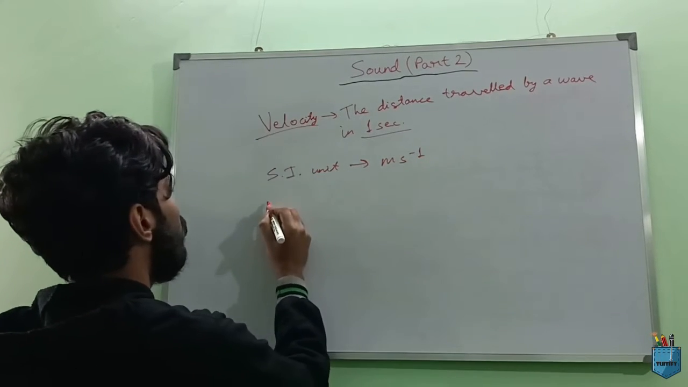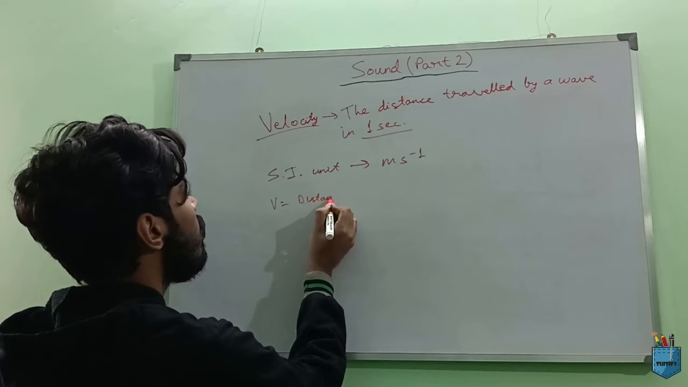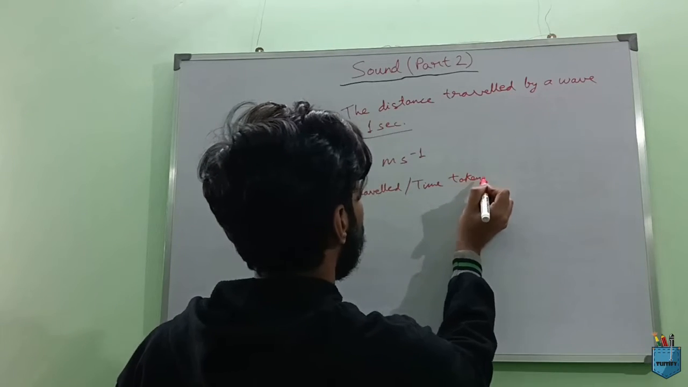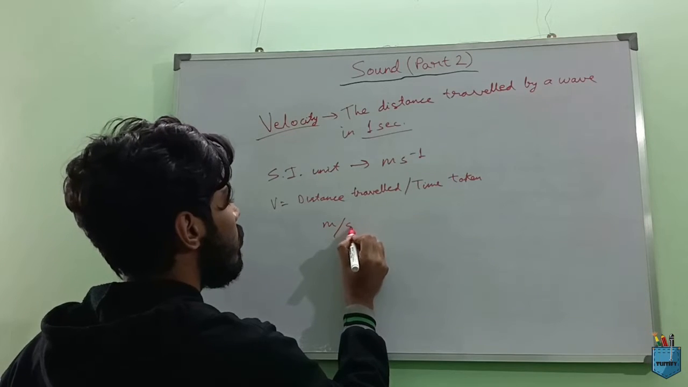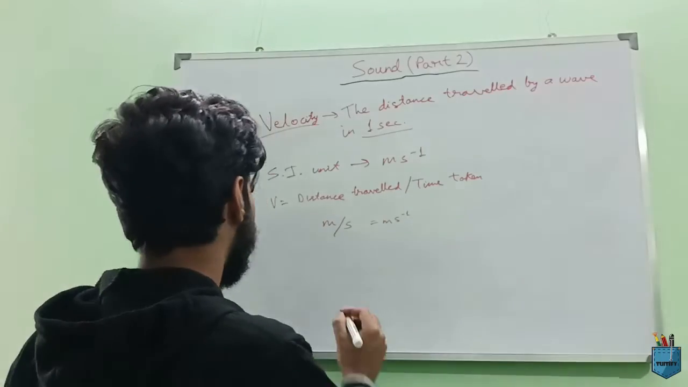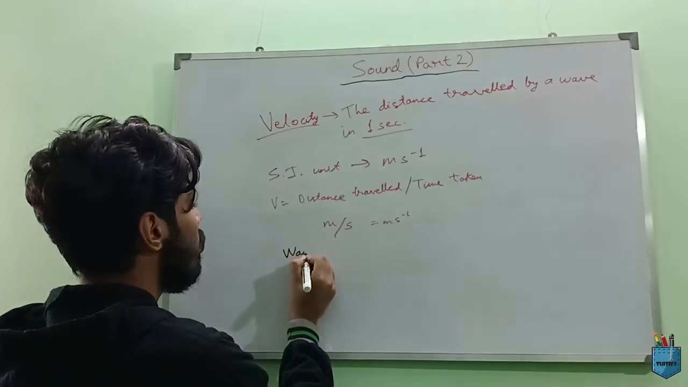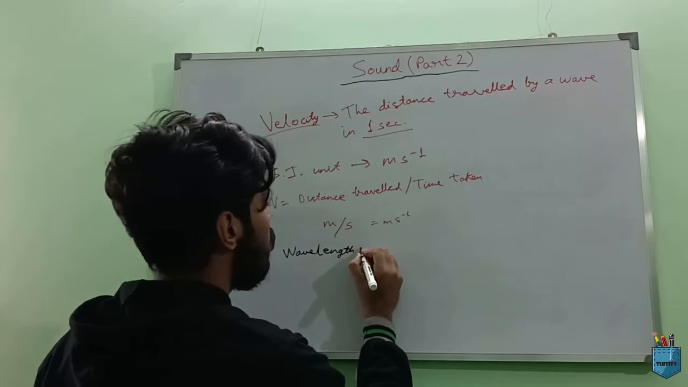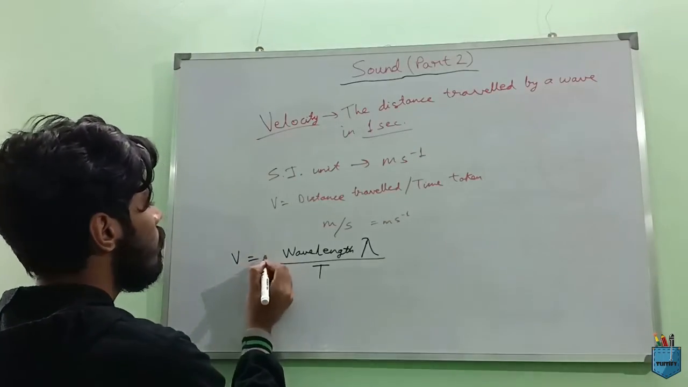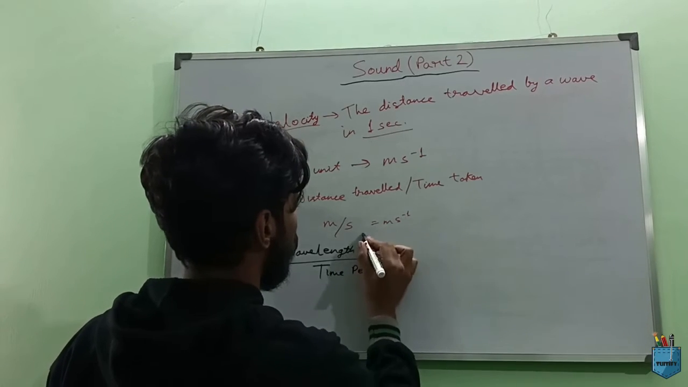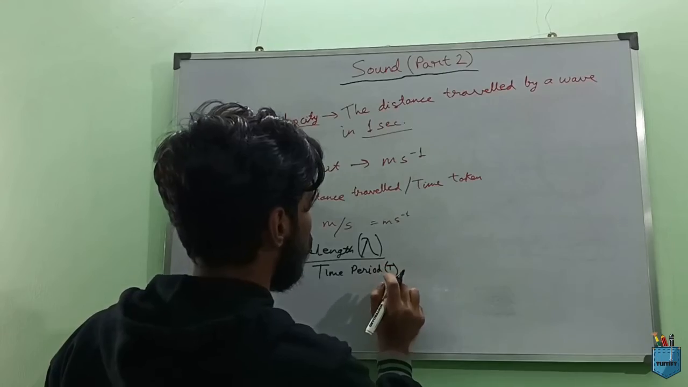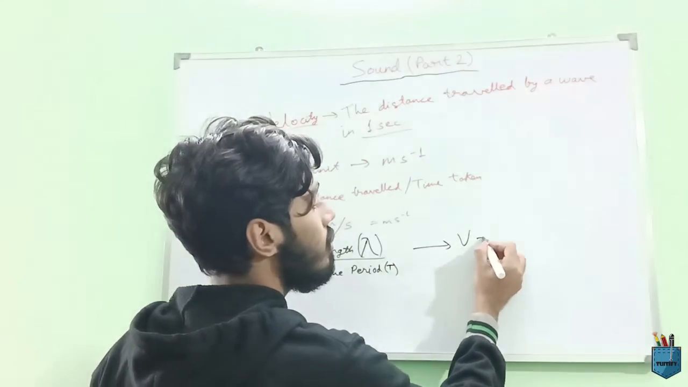Why meter per second? Velocity is equal to the distance traveled by the wave divided by the time taken. Distance traveled is calculated in meter, and time is calculated in second, so it is meter per second or meter second to the power minus 1. We know that the distance traveled by a single wave is the wavelength, which is lambda, and the time is the time period, T, calculated in seconds. So velocity is equal to wavelength by time period. Here we get another formula, v is equal to lambda by T.